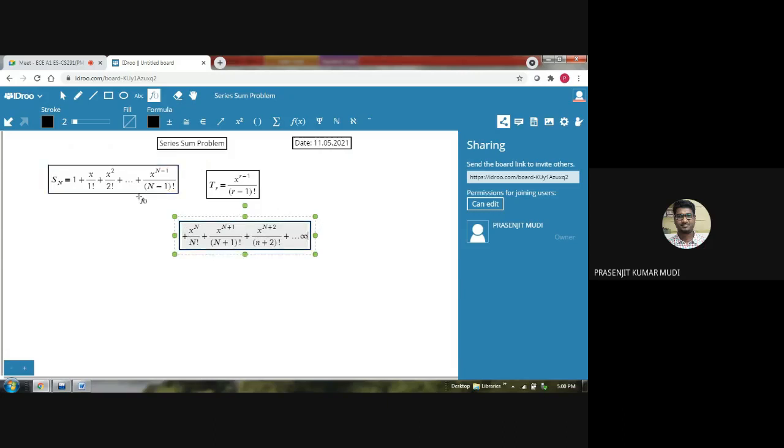The first n number of terms are considered. This is the n plus 1th term, n plus 2th term, n plus 3th term, up to the infinite number of terms. Those are not considered. Those are ignored. Those are removed from the series expansion. This process is called truncation.